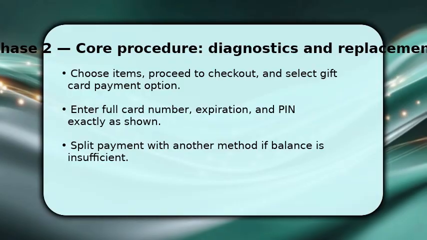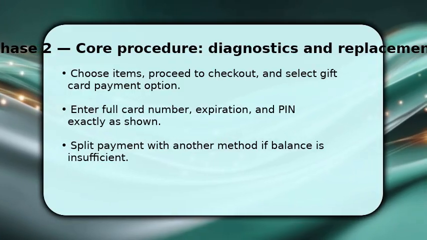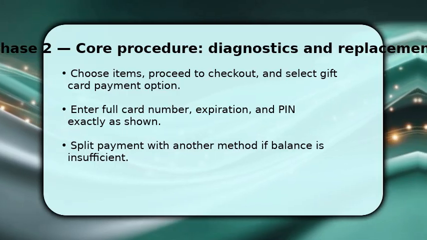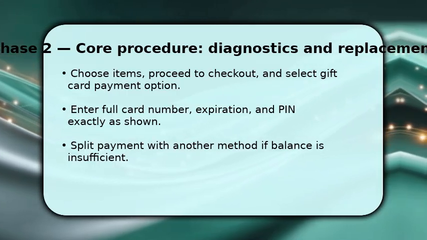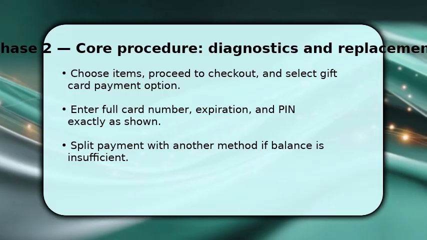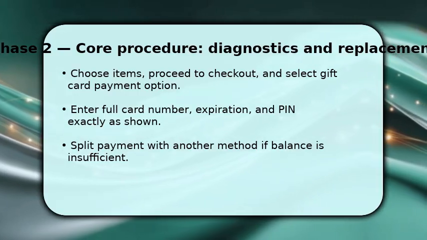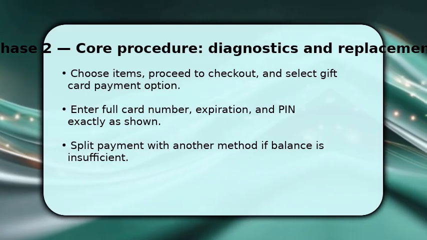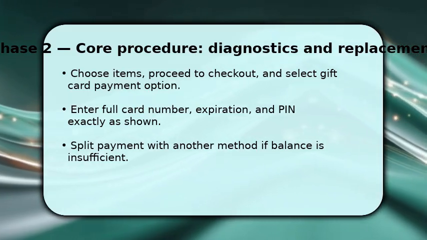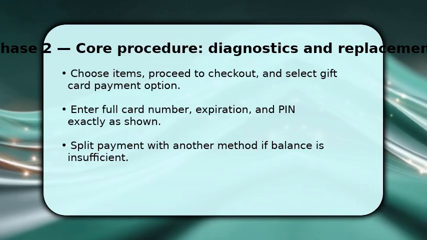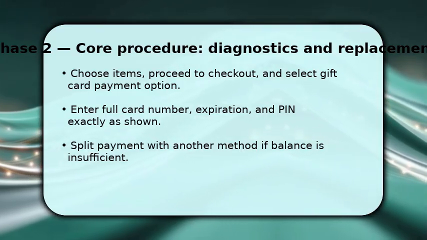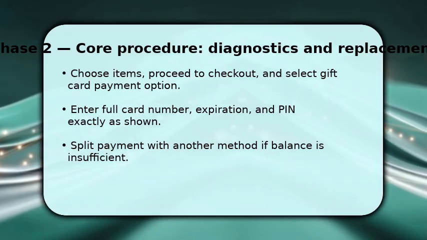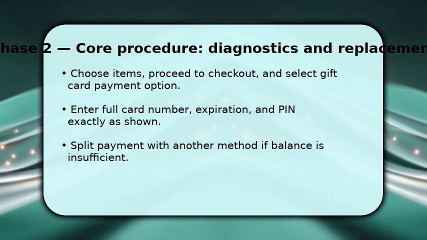You proceed to checkout and select the gift card or store credit payment option. Many sites require entering the card number plus a PIN or expiry. Type each character exactly and confirm there are no spaces or extra zeros. If the card covers only part of the total, choose split payment and add a second method for the remainder. Many platforms accept combining a gift card with a credit card. Once done, review the final total so you avoid partial charges or duplicate payments.